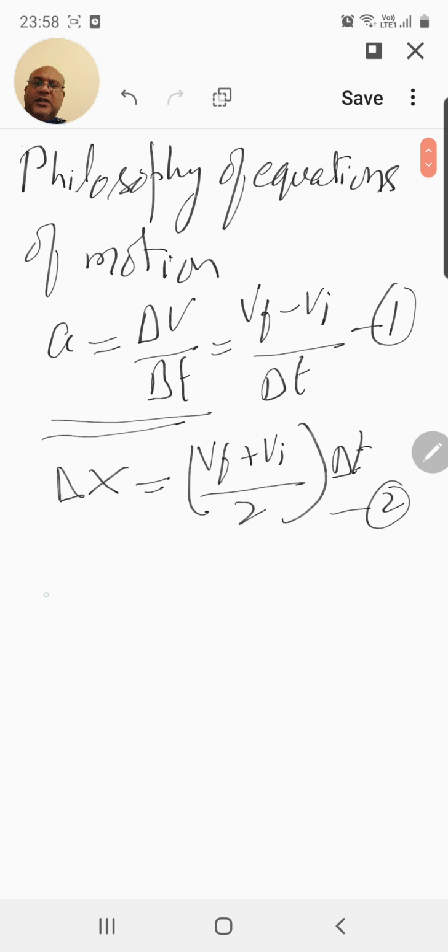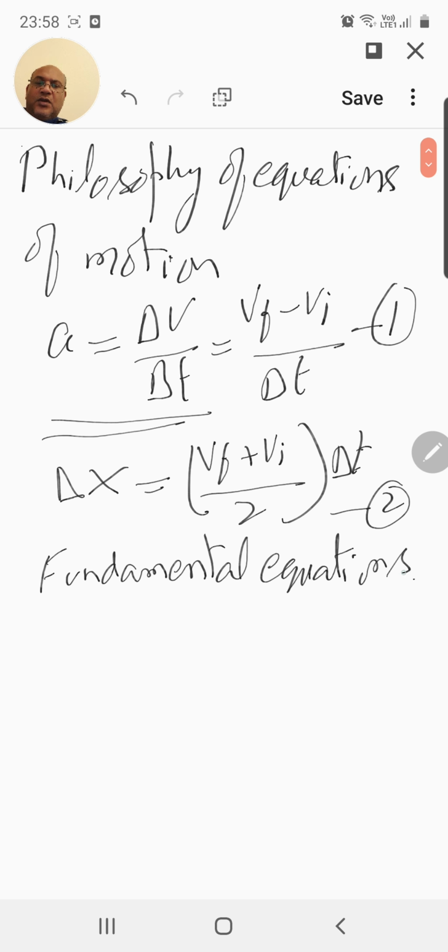Now these two equations of motion are called fundamental equations, right? Why they are called fundamental equations, we'll talk about in a minute. So I probably should write this part nicely. It is delta t.